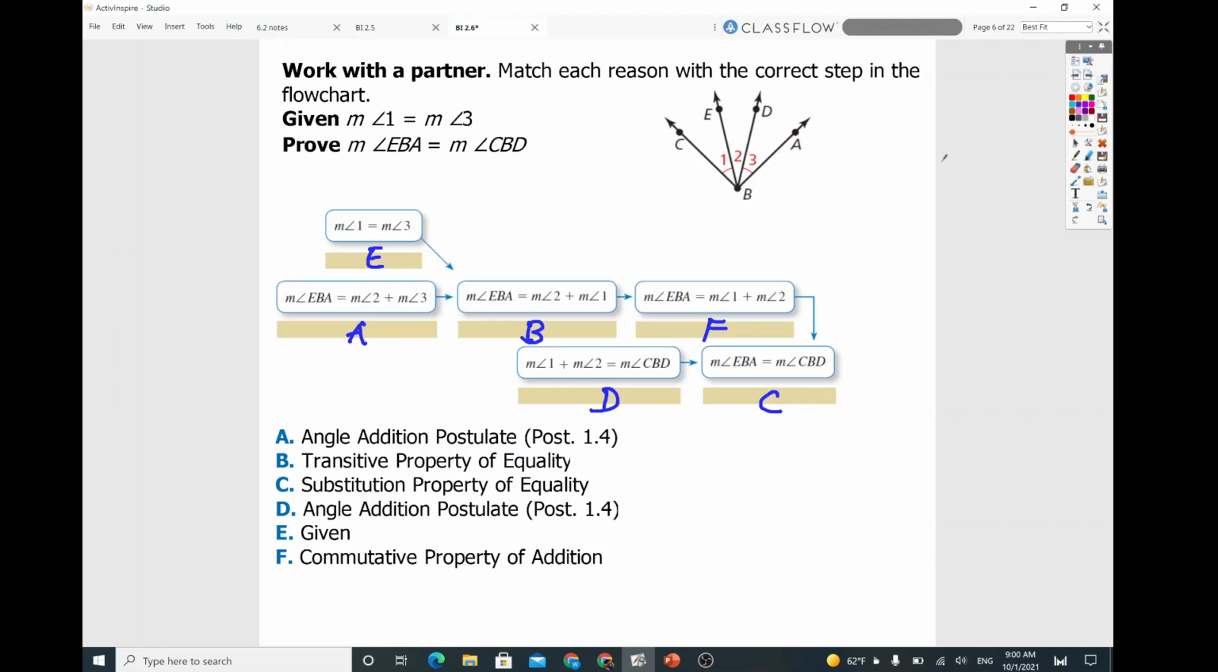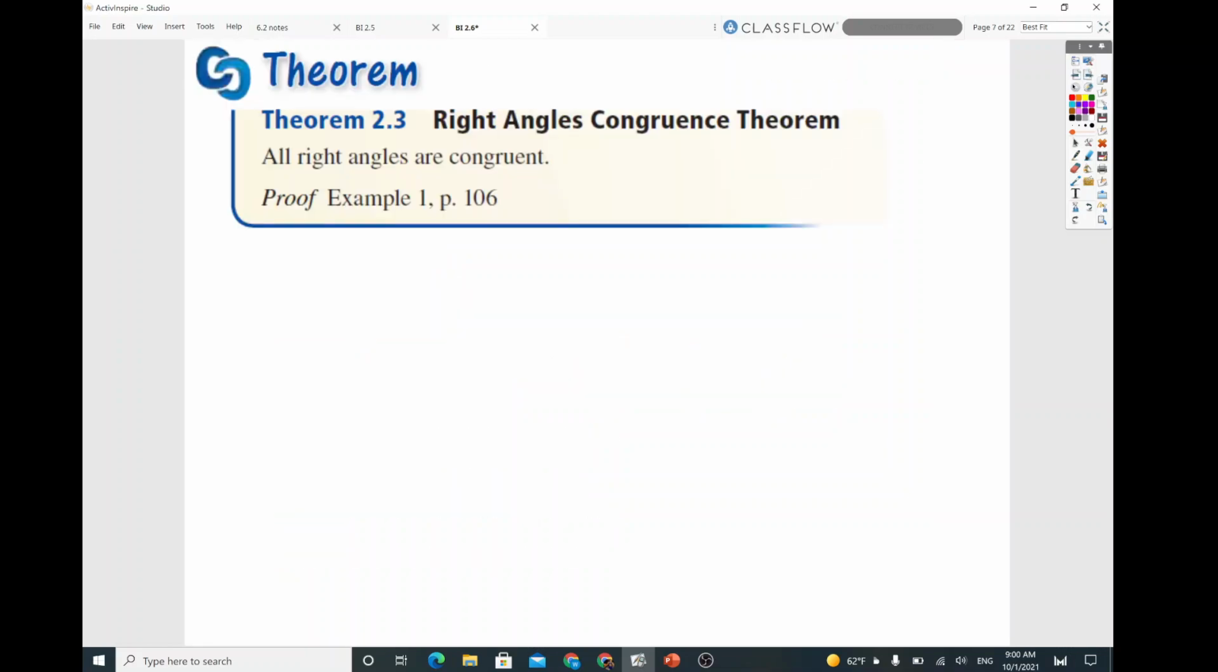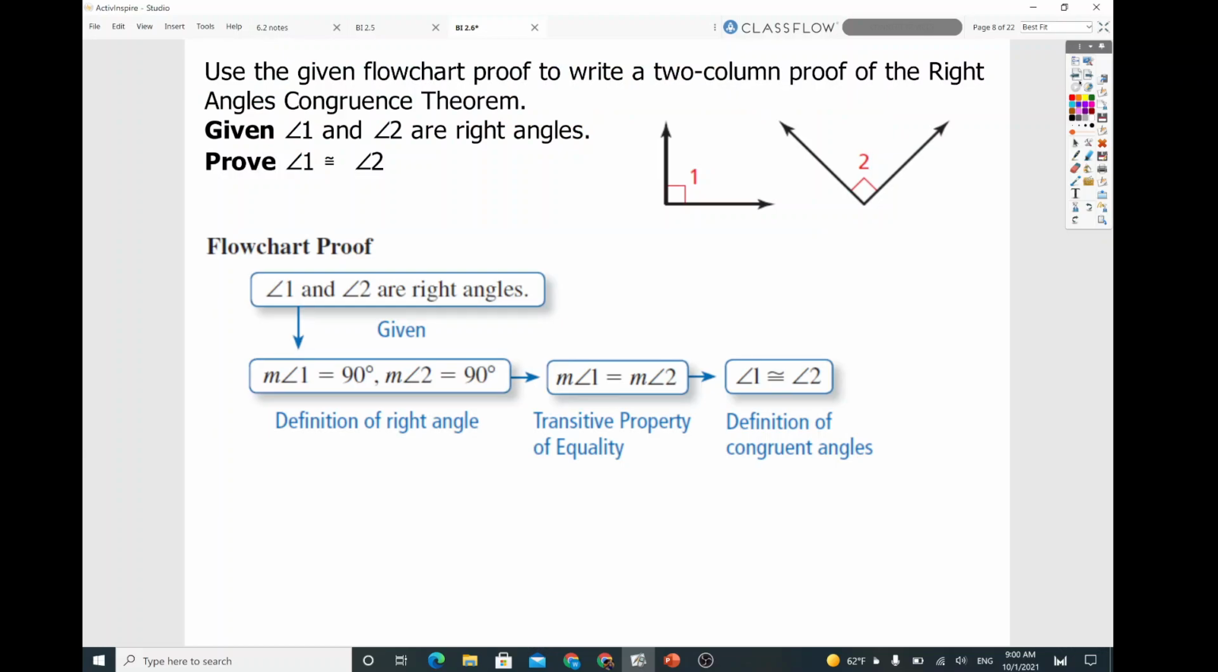Now let's see what else we have for the proof. The right angle congruence theorem, or right angles are congruent, is always true. Here's another example you can take a look at, with statements and reasons in the flow chart.